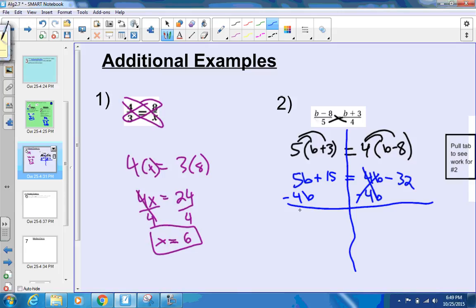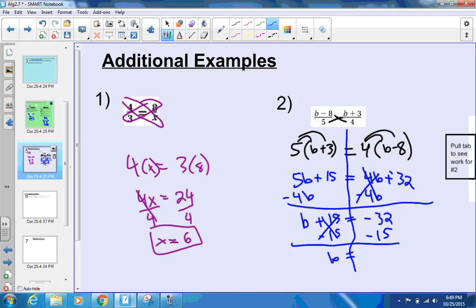That leaves us with 1b, or simply just b, plus 15 equals, remember, this should be a plus a negative 32, so it is a negative 32 over here. All right, and last step to solving for this would be to subtract 15 from both sides, because b is then by itself, there's no coefficient in front of the b.